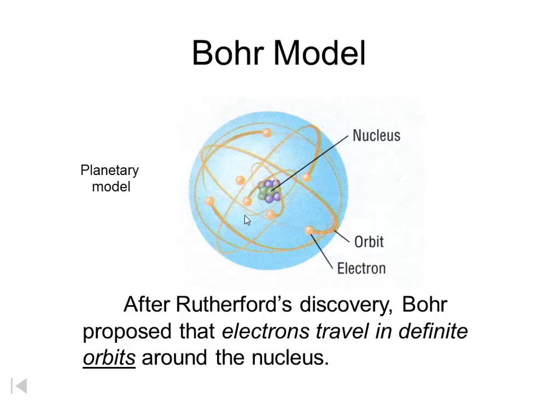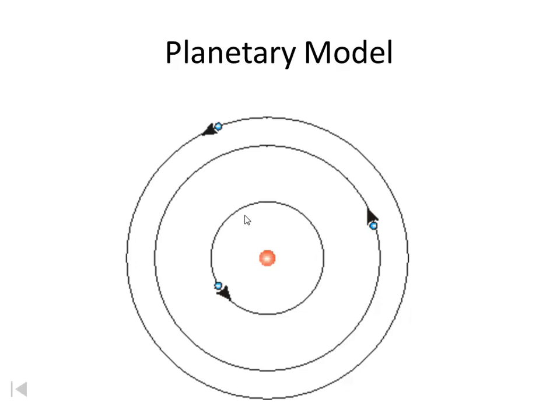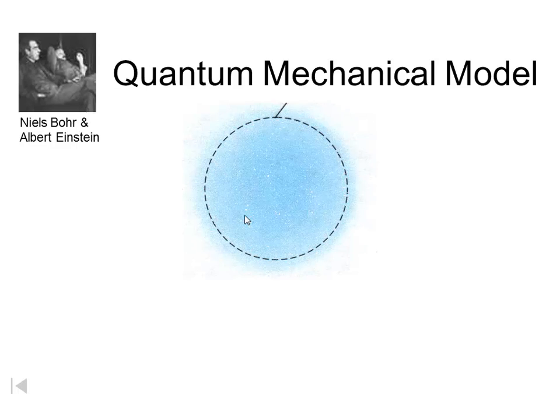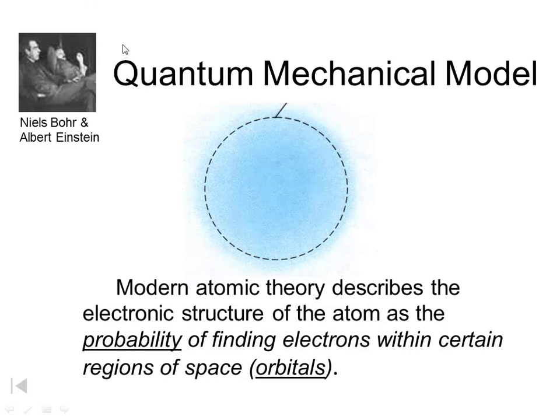But later, there's another diagram of it, the quantum mechanical model. Bohr and Einstein, you may have heard of that guy. He was pretty smart. He came up with the idea, and don't copy this down, write the name quantum mechanical model. He had the idea that the electrons weren't necessarily in a fixed orbit, but they were in orbitals.